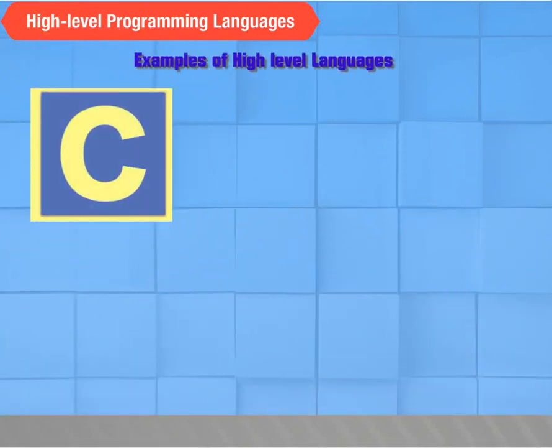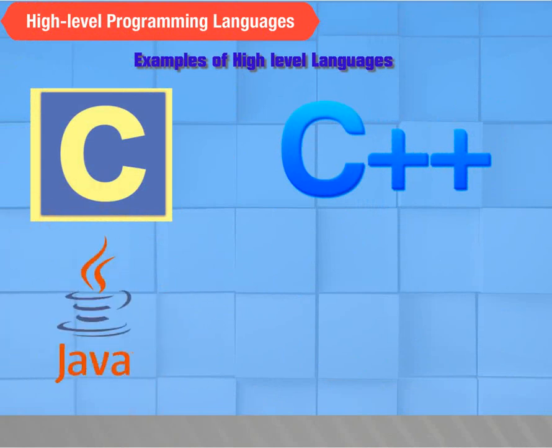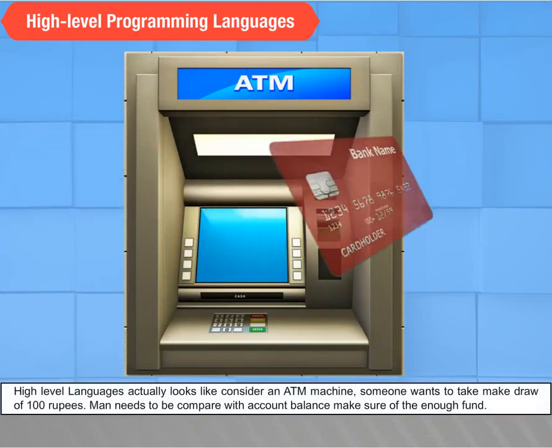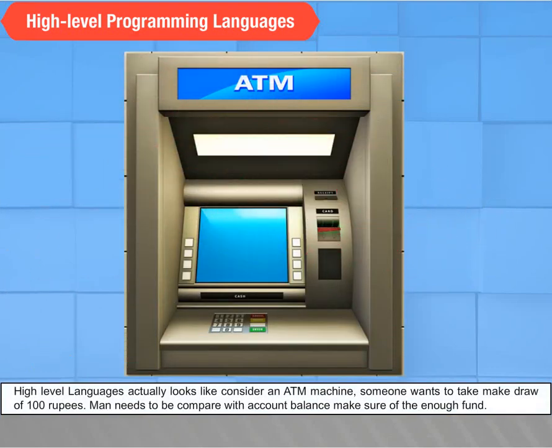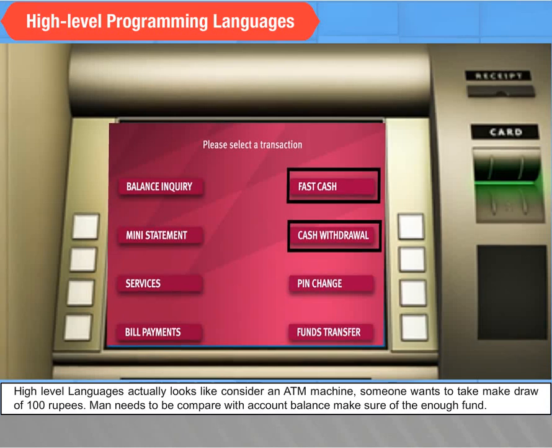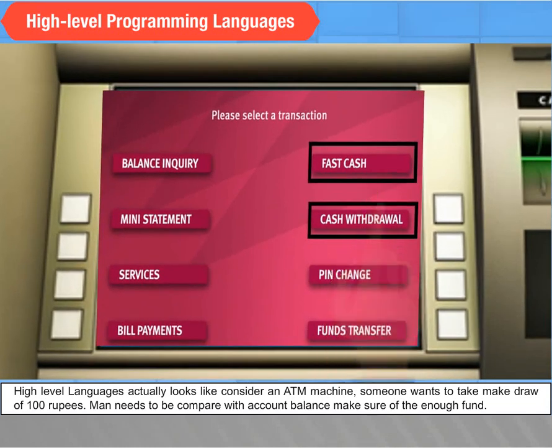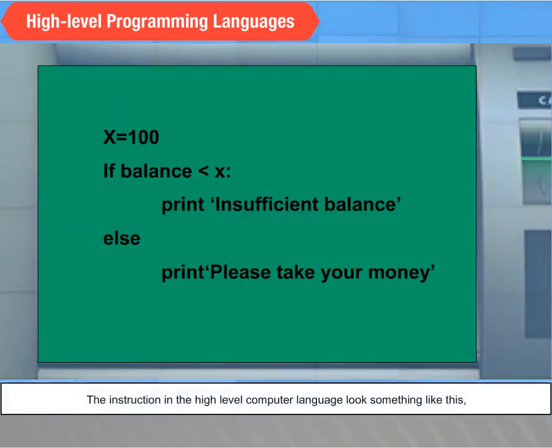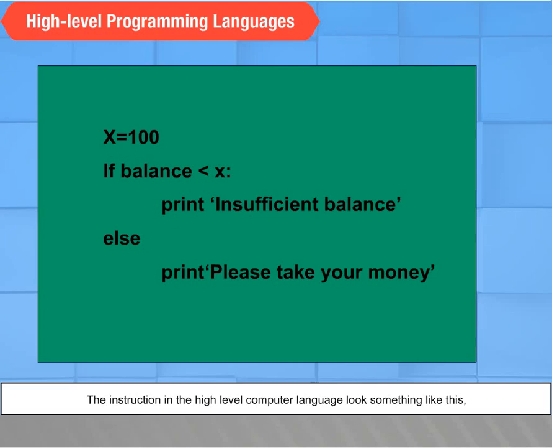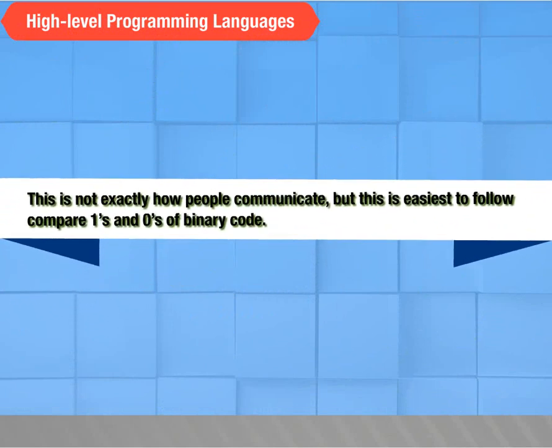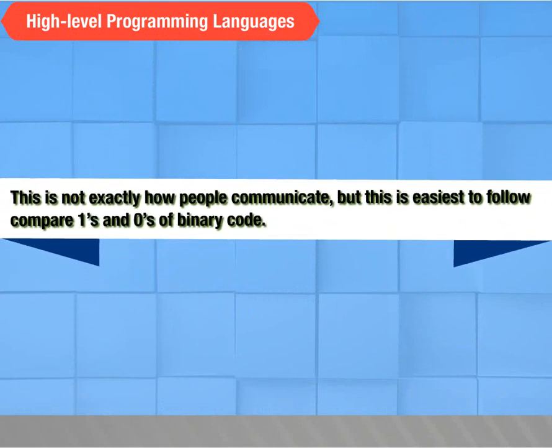Examples of high-level languages: C and C++, Java, PHP, C#. What high-level languages actually look like, consider an ATM machine. Someone wants to withdraw 100 rupees. The amount needs to be compared with the account balance to make sure there are enough funds. The instruction in the high-level computer language looks something like this. This is not exactly how people communicate, but this is the easiest to follow. Compare ones and zeros of binary code.